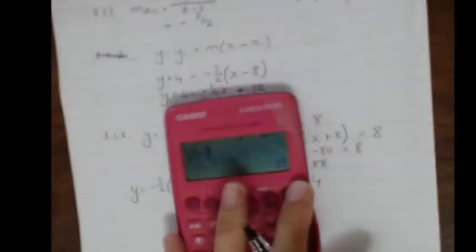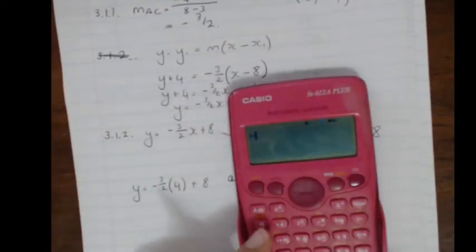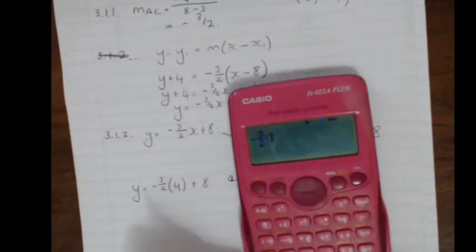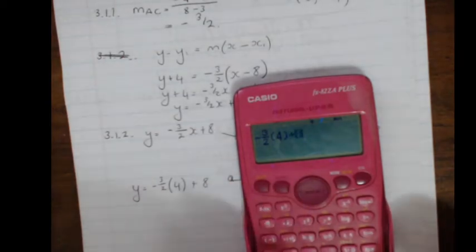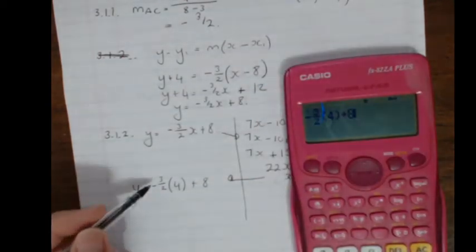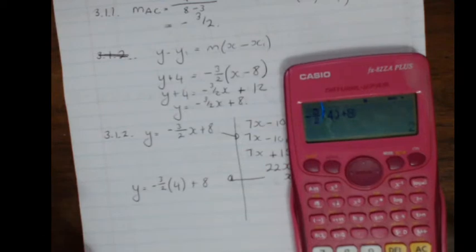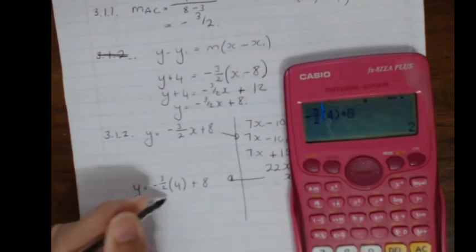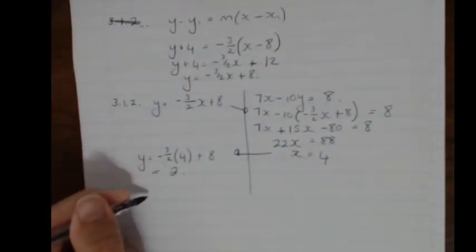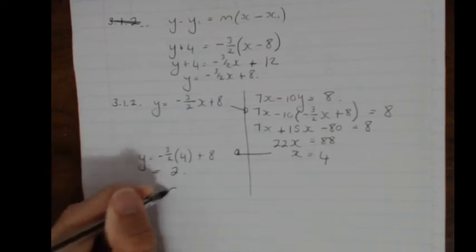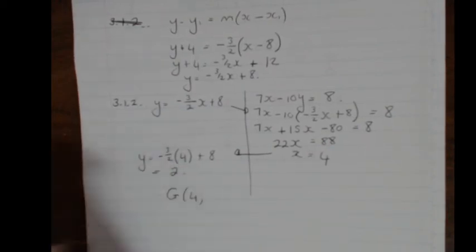And if I substitute on this side, y is equal to negative 3 over 2x plus 8. You can use your calculator. Negative 3 over 2 times 4 plus 8. Let me just quickly see if I can calculate this by head. It's 2. Okay. Right. So that is the coordinates of G. x is 4, y is 2.